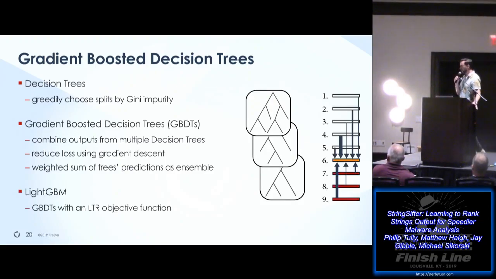The specific algorithm we're going to use is called LightGBM, which is based on histogram bins. But the point here is that we're not using a classification objective function. We're using a learning to rank objective function. So the point here is that we want to optimize the relative ordering of the items within this list.